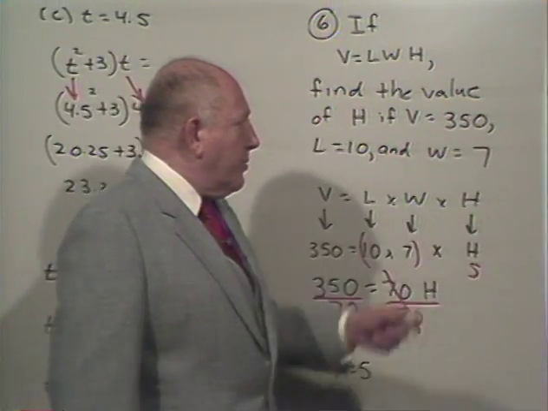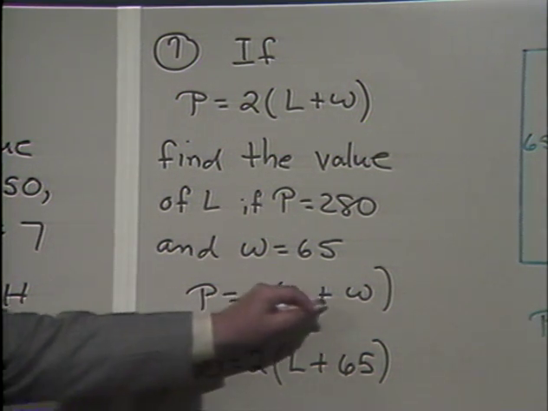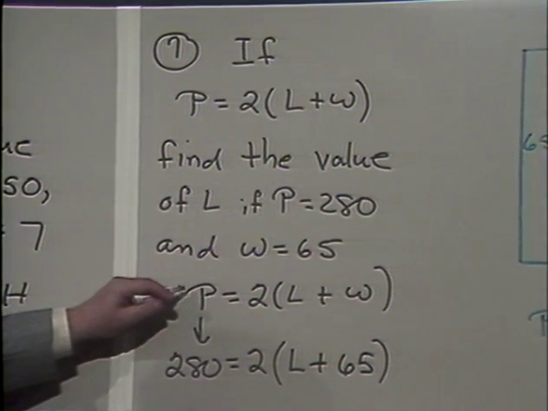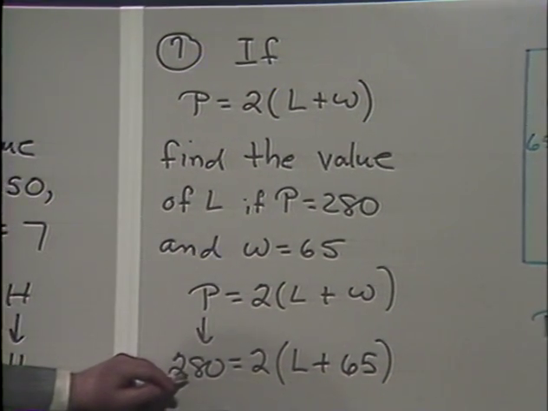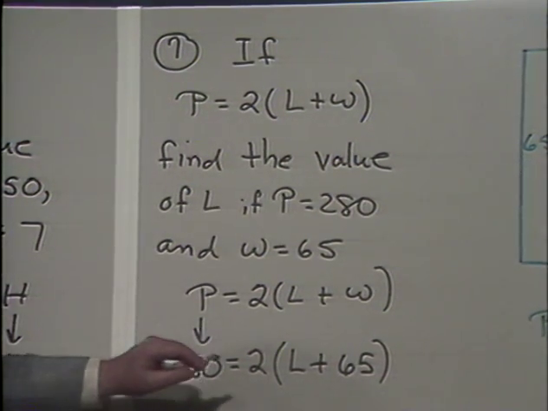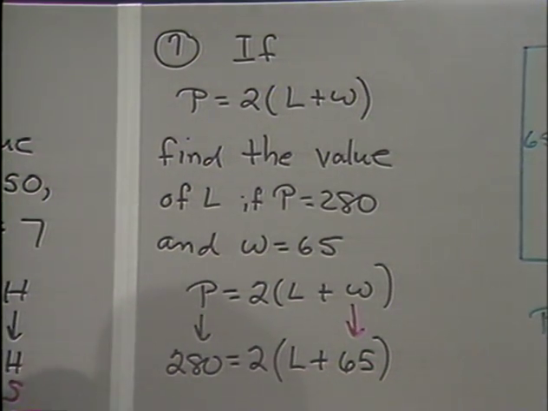See, another example. If P equals 2 times, in parentheses, L plus W, find the value of L if P is 280 and W is 65. Well, what do I do over here? I take the formula and I replace the letters by their given values. P is told to me to be 280, right? So I replace P by 280. They tell me W is 65, so I replace W by 65.